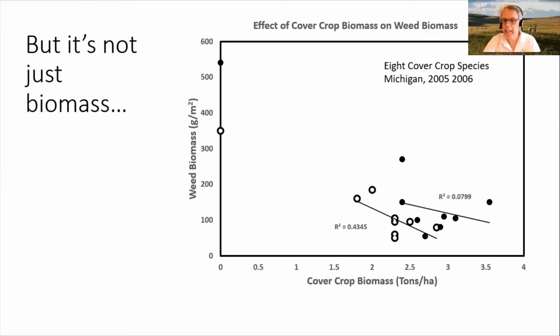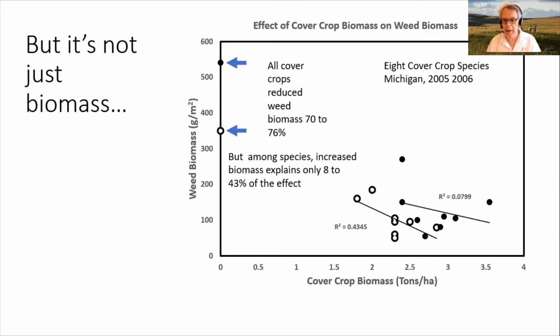So we got 8 species of cover crops studied in Michigan. Basically, the bottom line is that all the species reduce the weed biomass 70 to 76% compared to no cover crops, so they're able to do their job. They will vary depending on the biomass you put out there, but that explains only 8 to 43% of the effect. So there are other factors that will occur there.